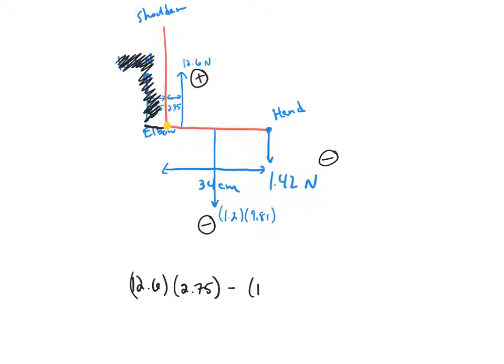So the weight of the body. Remember, the weight of the forearm is 1.2 times 9.81, and that's acting at a distance of 17 centimeters. It was shown in the diagram that it was the midpoint. Okay, so this is 17 centimeters right here in the diagram. And then finally, the baseball itself has a weight of 1.42, that's the force, times the distance of 34 centimeters. And that equals the net torque.